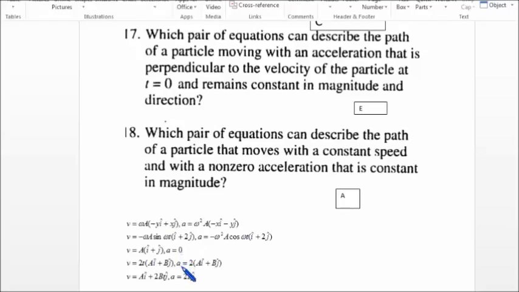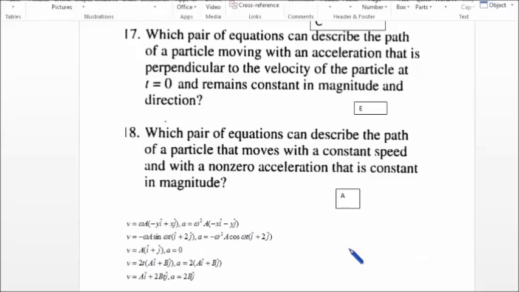So now we have to see which of these equations satisfies the other condition, that is, acceleration is perpendicular to the velocity at t equal to 0. We see here at t equal to 0 the velocity is 0, so obviously this doesn't satisfy the condition. In the fifth pair at t equal to 0, the velocity is in the direction of the x-axis, that is a i, and the acceleration is in the direction of j, that is the y-axis. So the acceleration is perpendicular to velocity at t equal to 0. So the fifth pair satisfies the condition specified in problem 17. So the answer is E.